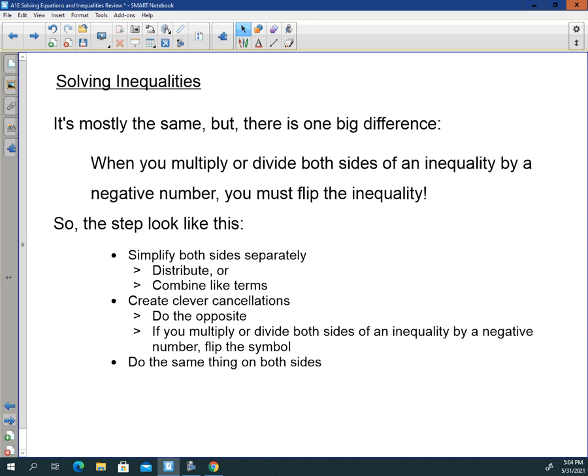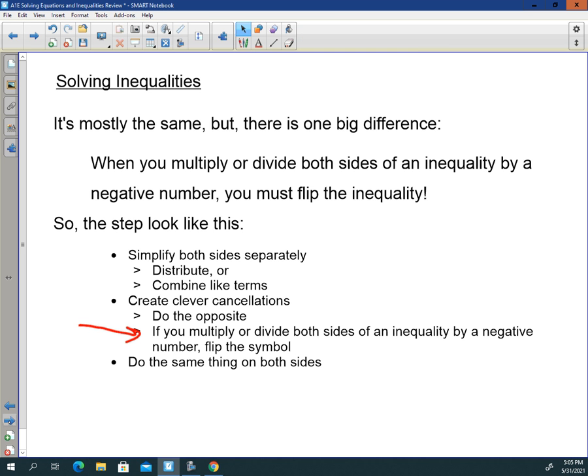All right, so when we're solving inequalities, it's mostly the same, but there's one big difference. When you multiply or divide both sides of an inequality by a negative number, you must flip the inequality. You got to. So we have the steps here: simplify both sides separately, distribute or combine like terms or both, create clever cancellations by doing the opposite, and then I just added this one step right here for when we're dealing with inequalities. If you multiply or divide both sides of an inequality by a negative number, flip that symbol. You got to do it. And then do the same thing to both sides.